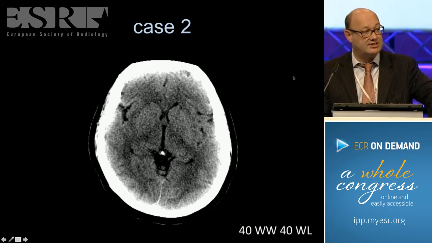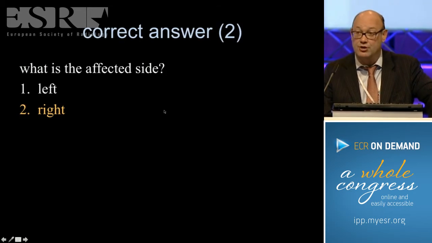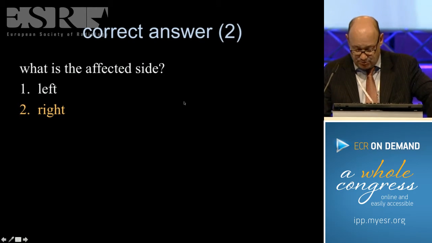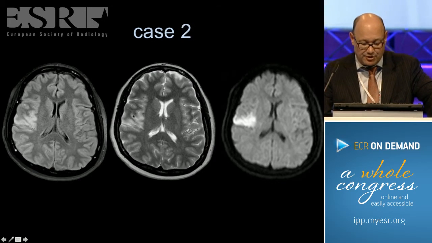As I stressed before, use these 40 window width, window levels, and then you will see that probably there is some hypodensity here in the subinsular region. So those of you who thought the abnormality was on the right-hand side were right. MR was performed some days later, and you see from the restricted diffusion over here, this is a peripheral middle cerebral artery infarction.